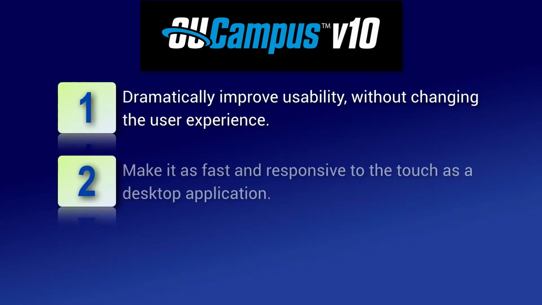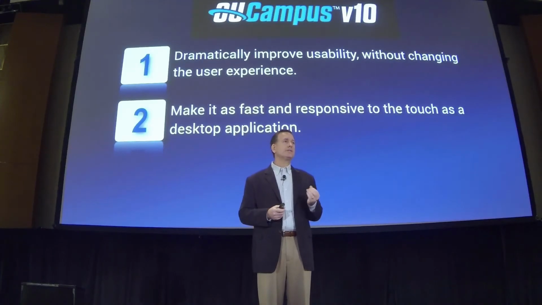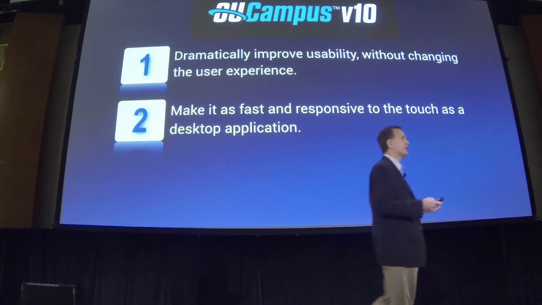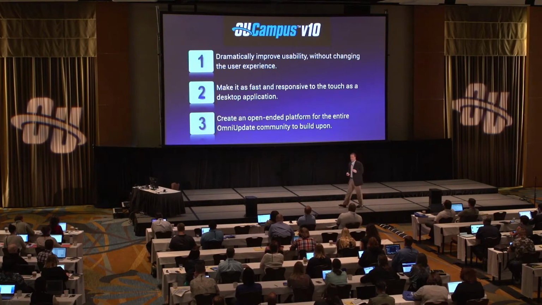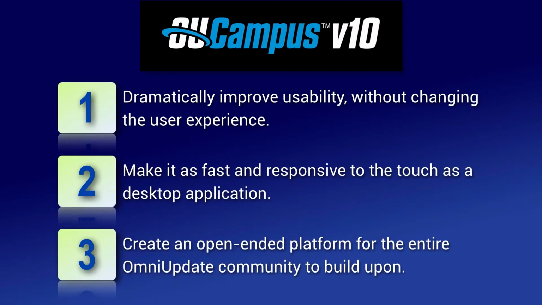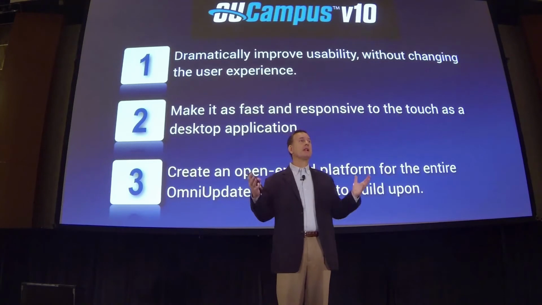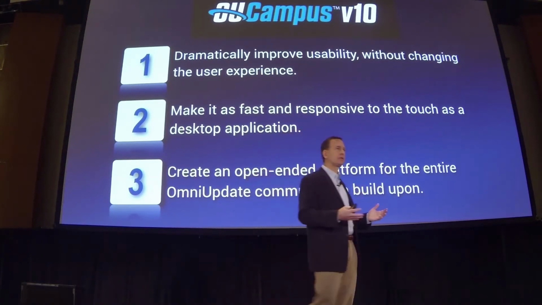The second is that we wanted to make it as fast and as responsive to the touch as a desktop application. Now, this was also something that we just couldn't have done a few years ago. And with these new technologies, HTML5 and other things that we've introduced into version 10, we can now do that in a really slick way. And third and finally, and this was probably the most ambitious, we wanted to create an open-ended platform for the entire OmniUpdate community to build upon. And you'll be hearing a lot about the platform as we move forward over the next several years.